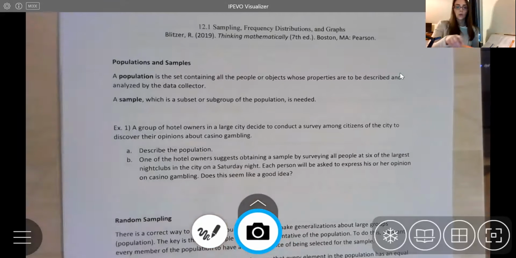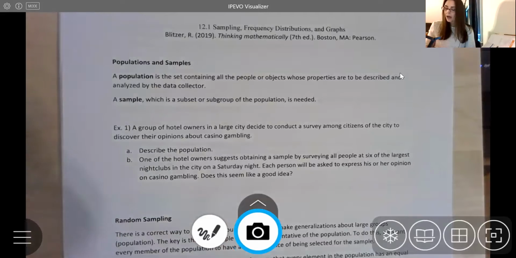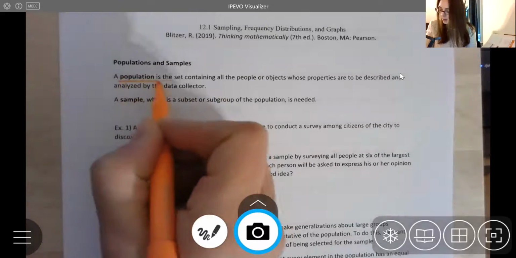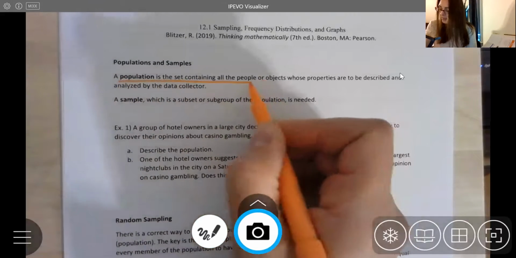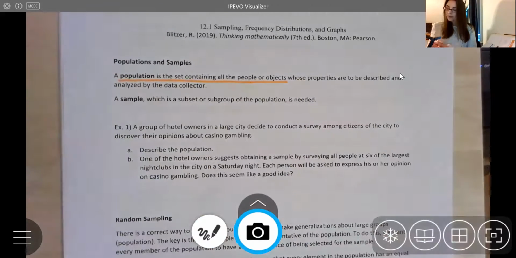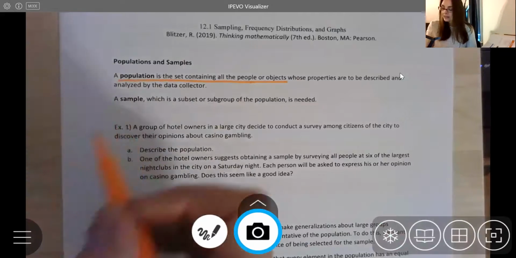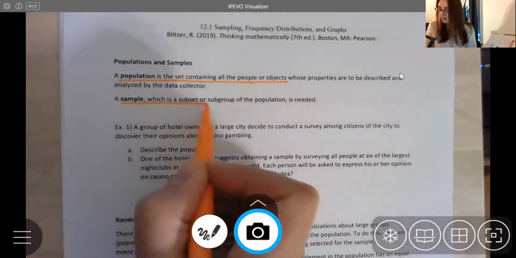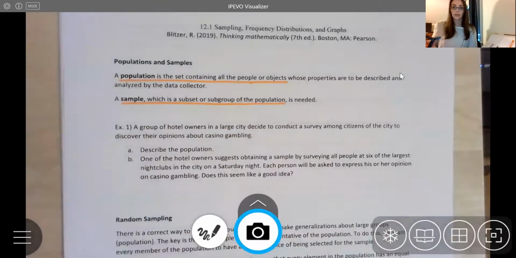So first, what is the difference between a population and a sample? So a population is the set containing all people or objects whose properties are to be described and analyzed by the data collector. And the sample is a subset or subgroup of the population.